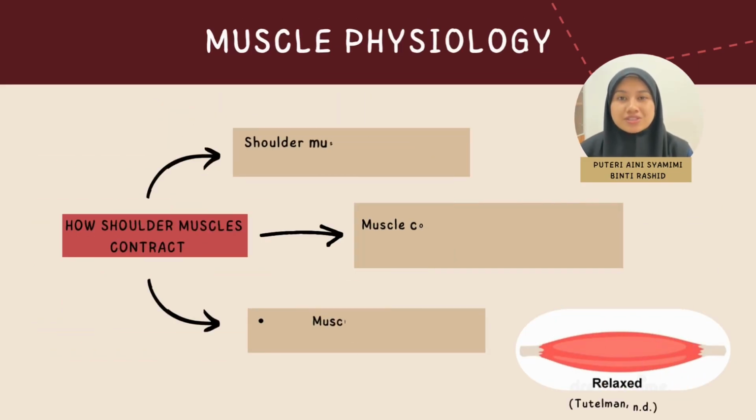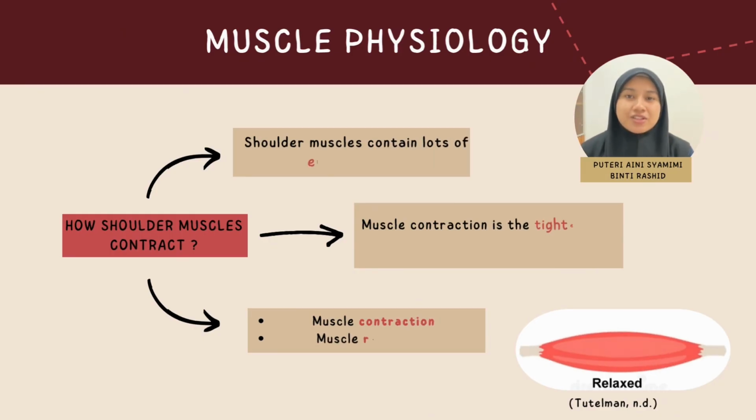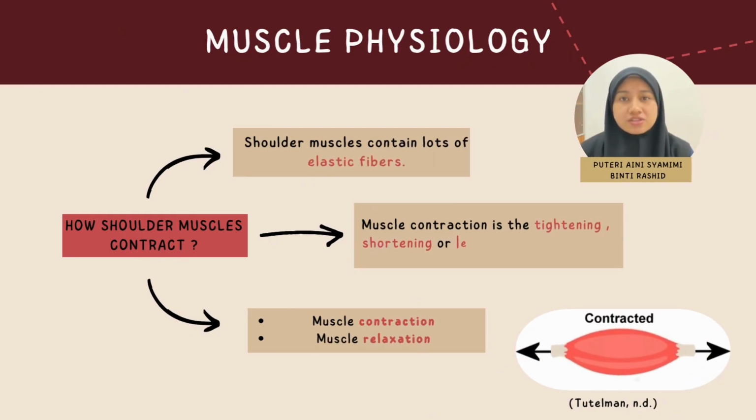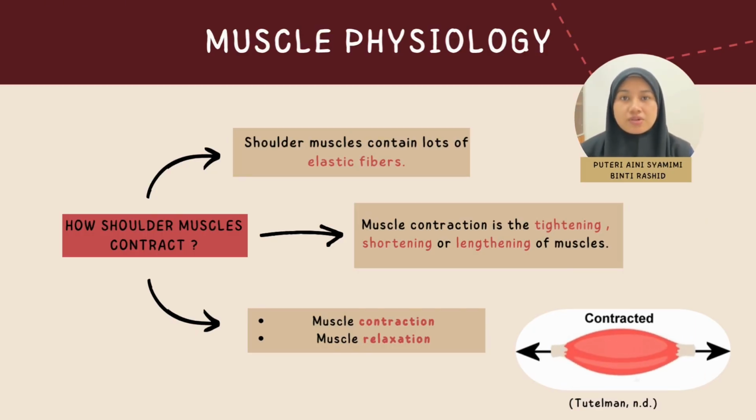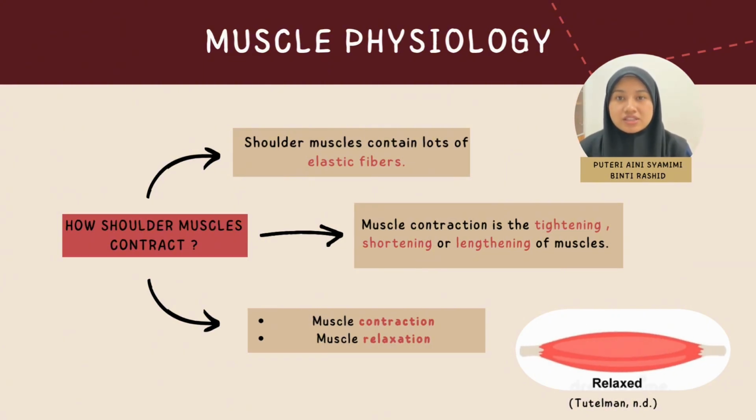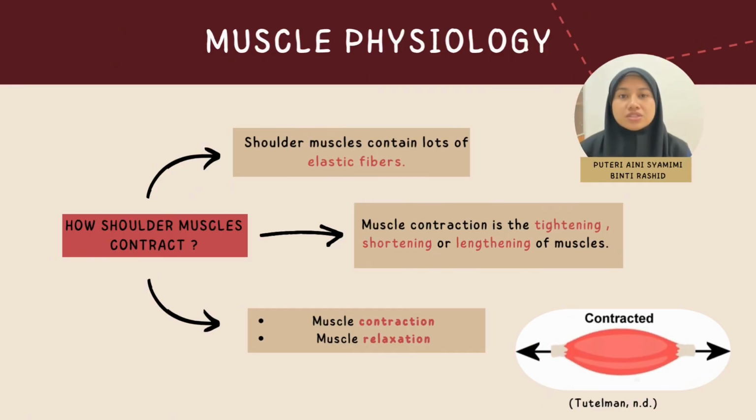What are the shoulder muscles made of? Like other muscles in your body, shoulder muscles contain lots of elastic fibers. These fibers give them flexibility and allow them to contract. They are red and white, so they look striated. Muscle contraction is the tightening, shortening or lengthening of muscles when you do some activity. It can happen when you hold or pick up something, or when you stretch or exercise with weights. Muscle contraction is often followed by muscle relaxation when contracted muscles return to their normal state.